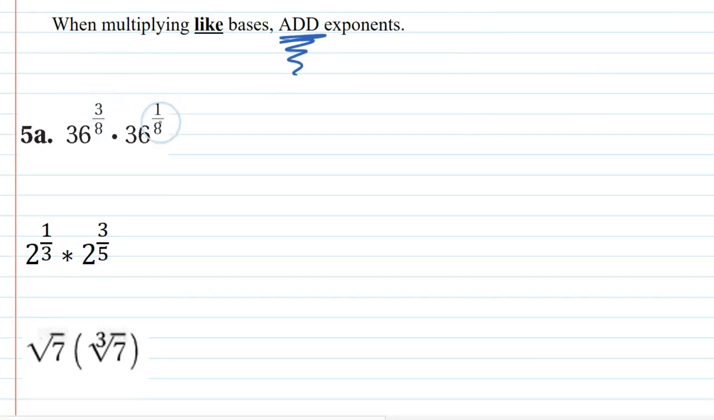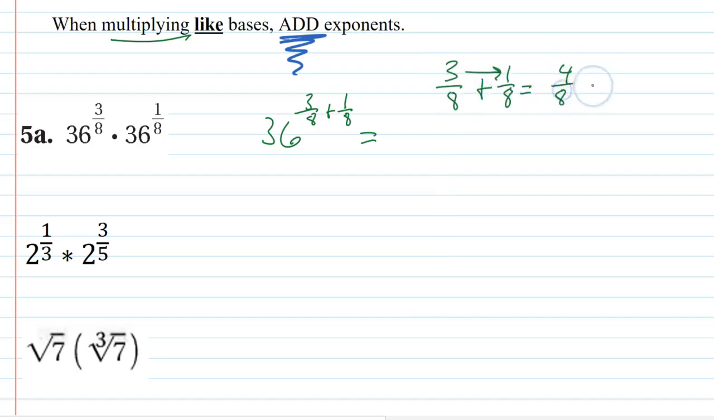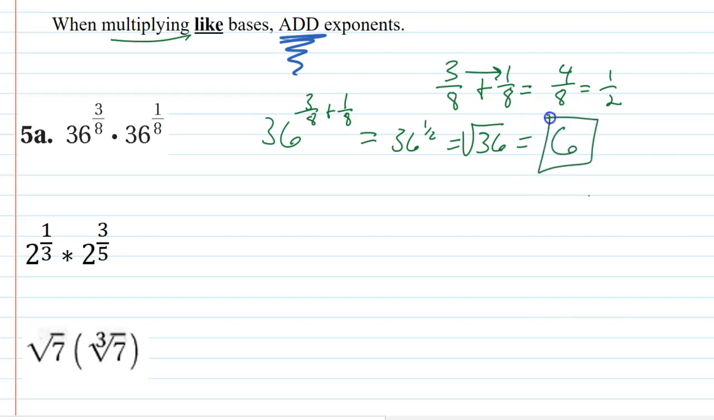So when dealing with fractional exponents, we follow the same rules. I have like bases of 36. The exponents are 3/8 and 1/8. If I'm multiplying like bases, I'm going to add those exponents. So that gives me 36 to the power of 3/8 plus 1/8. When adding fractions, remember to add straight across and keep your denominator the same. And don't forget to reduce at the end. 36 to the 1/2 is the same as square root of 36, which gives us an answer of 6.